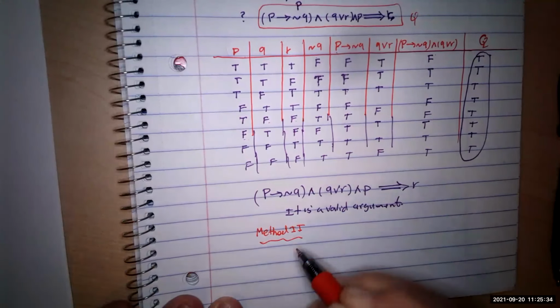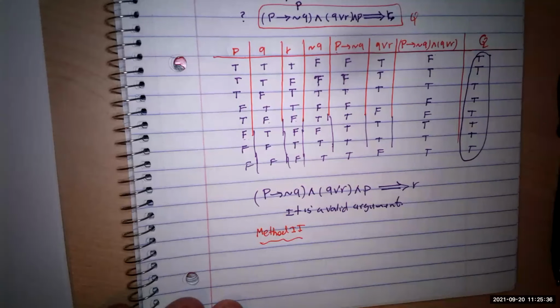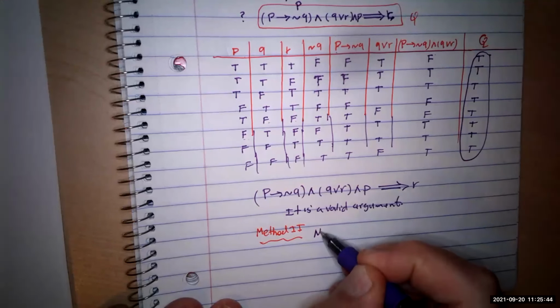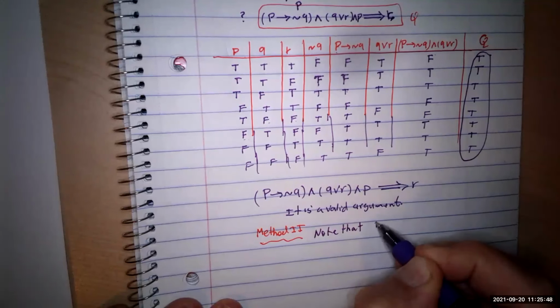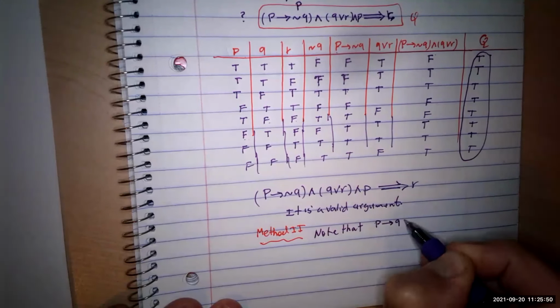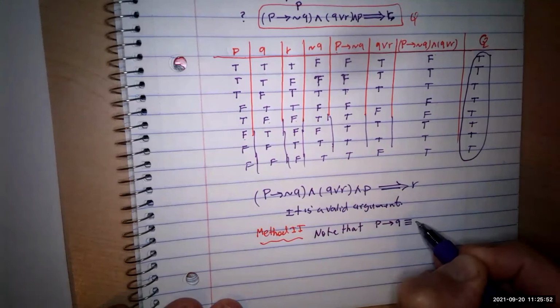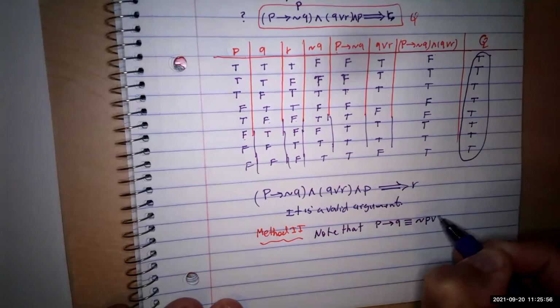The crucial part of the second method, remember, was that idea. I just remind you again, that's a crucial part of the second method: the fact that if P then Q is going to be equivalent to what? Equivalent to not P or Q. Not P or Q. That's the key.